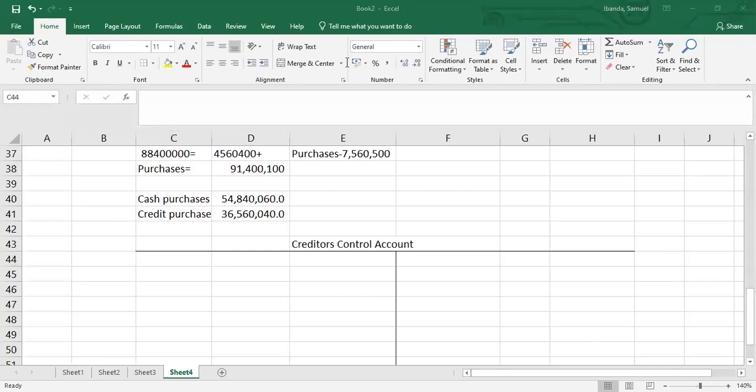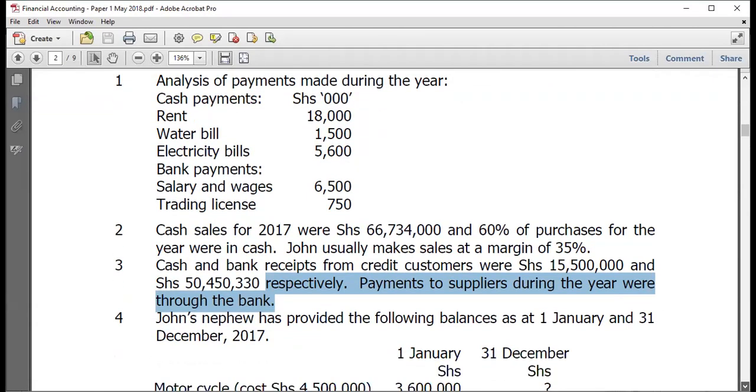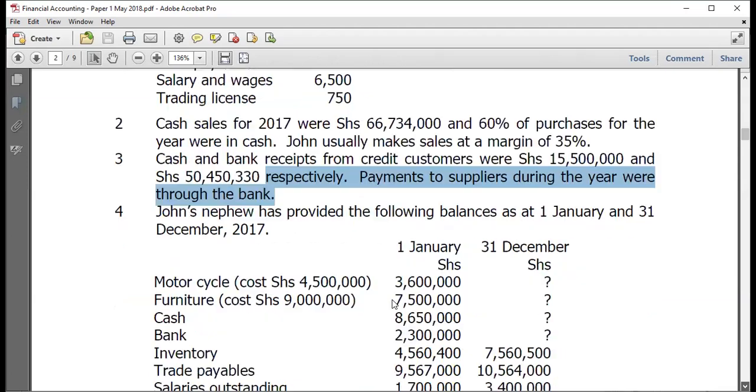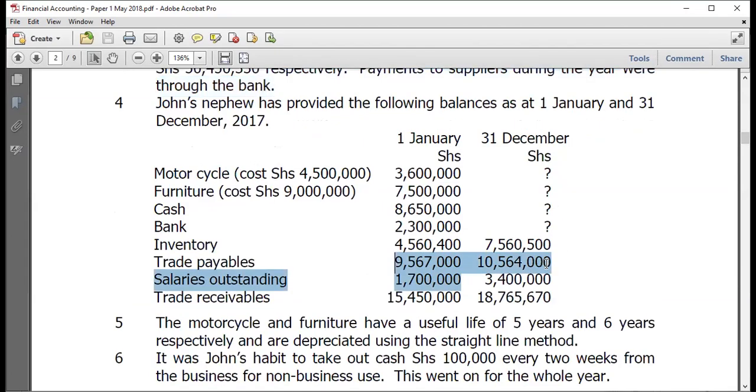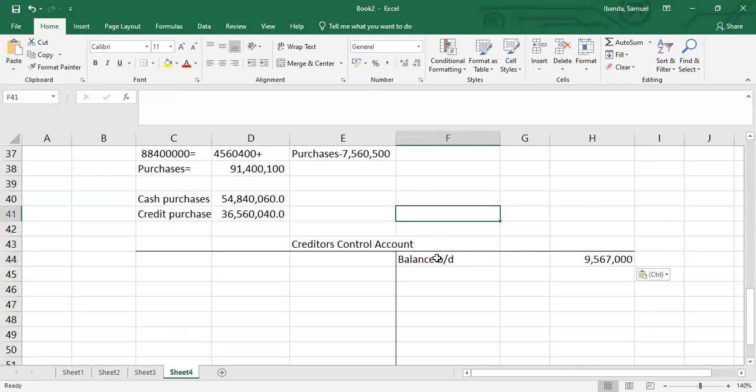So my accounts payable control account, just like the way I did with the trade receivable control account, I'm going to use these figures, and this will be my balance brought down. So when I come here, balance brought down is this value. I'm putting it on the credit side because these are creditors, and creditors have a normal credit balance.